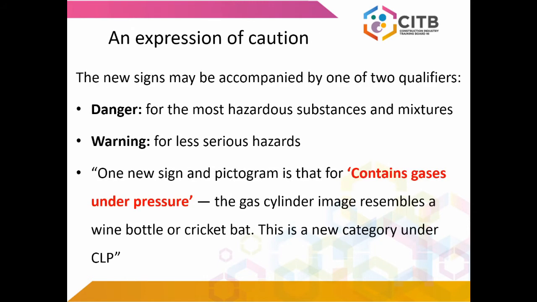Signal words. The new signs may be accompanied by one of two qualifiers: danger for the most hazardous substances and mixtures, and warning for less serious hazards. One new sign and pictogram is that for contains gases under pressure. The gas cylinder image resembles a wine bottle or cricket bat. This is a new category under CLP.